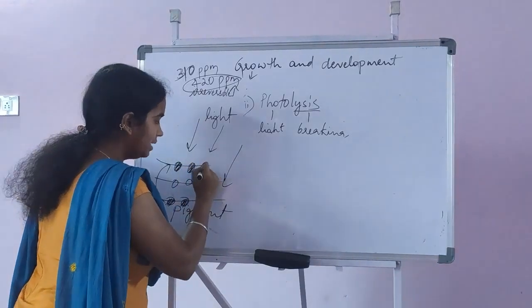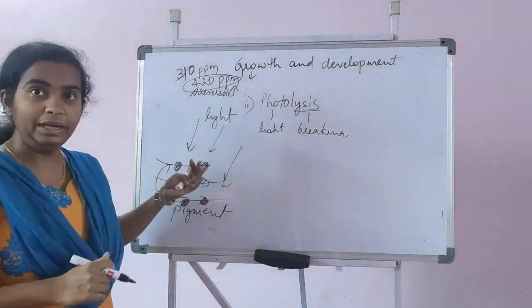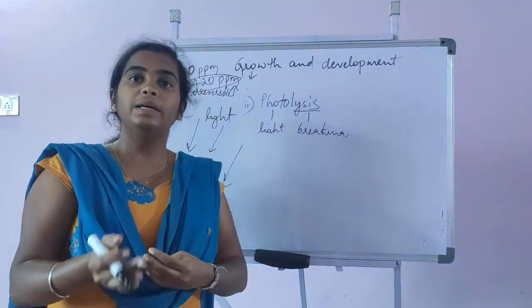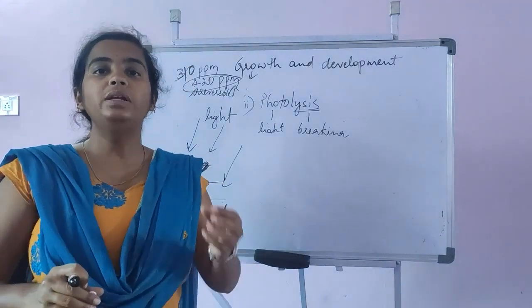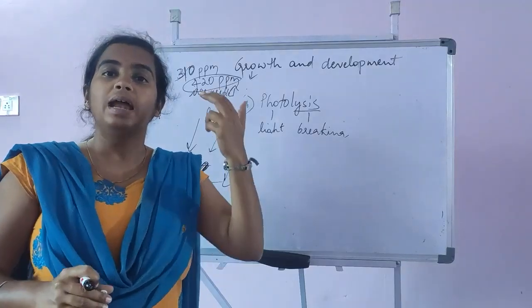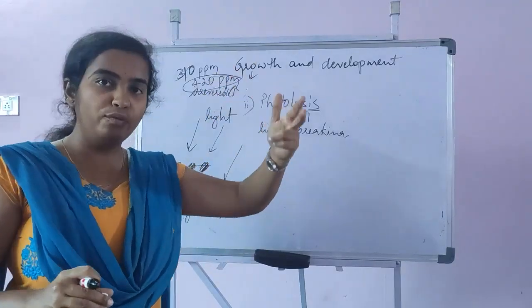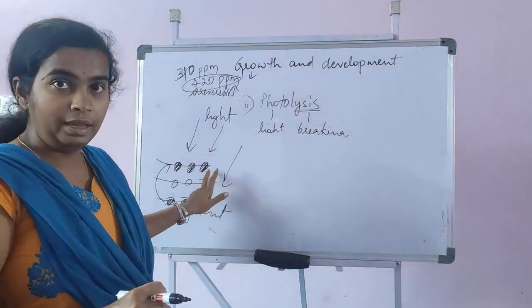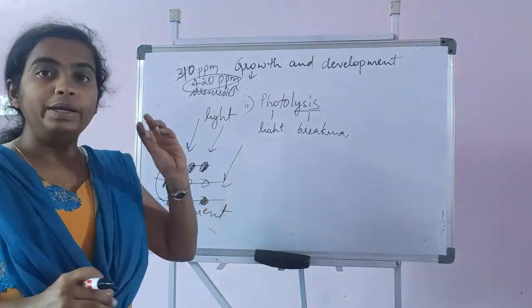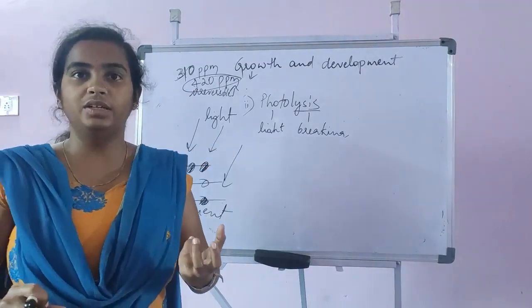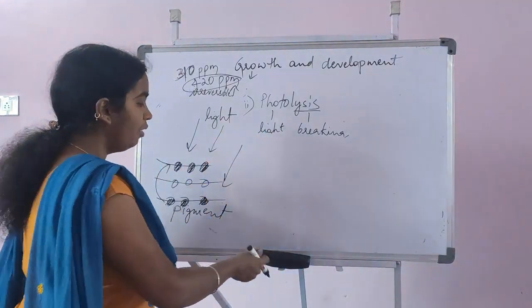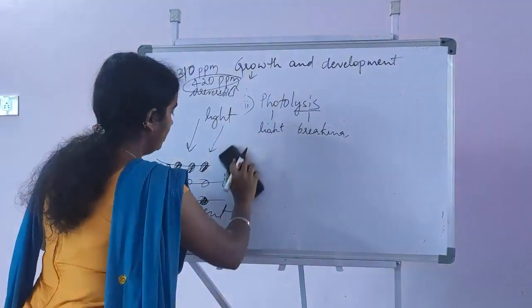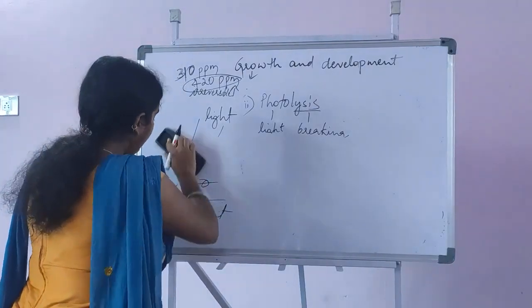We can say these are energized electrons. I will repeat. When light is absorbed by the pigment, that light energizes the lower orbit electrons in the pigment, and those electrons will be moved to the higher orbit. These higher orbit electrons will have the energy, and that will be used for the further process. Now we will see how these electrons will be passed on.